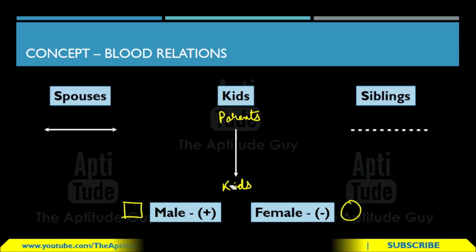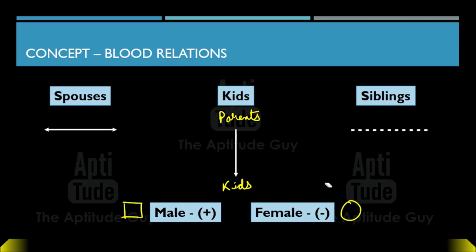You can use minus for males and plus for females. You can use multiplication and division sign. Nobody cares. But the thing is, whatever you choose, make sure you stick to that one single method. Don't keep changing your method as per the question changes. Alright? So, this is the concept and the basics of blood relations. Let's get started with the questions.